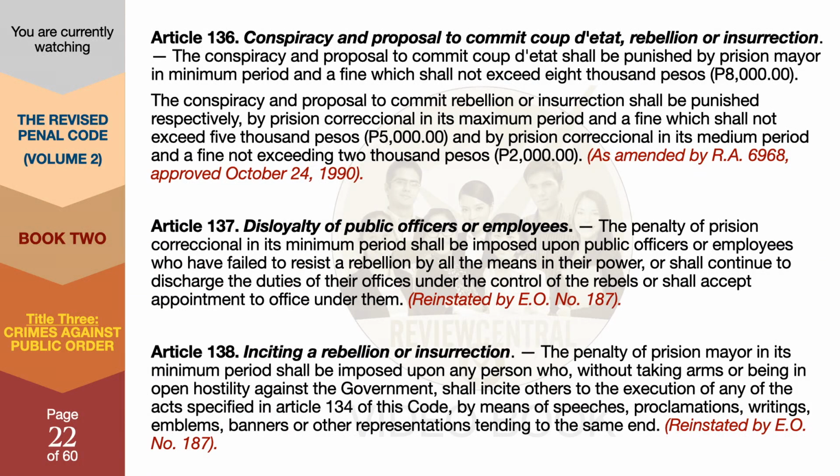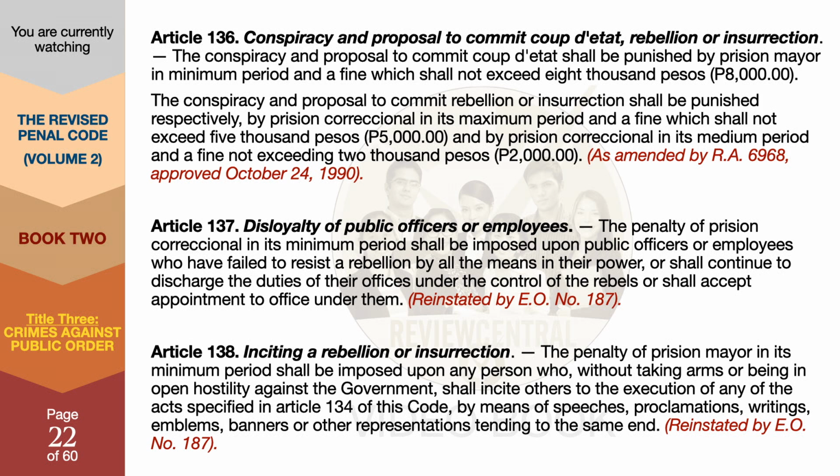Article 136. Conspiracy and proposal to commit coup d'état, rebellion or insurrection. The conspiracy and proposal to commit coup d'état shall be punished by prisión mayor in its minimum period and a fine which shall not exceed 8,000 pesos. The conspiracy and proposal to commit rebellion or insurrection shall be punished respectively by prisión correccional in its maximum period and a fine which shall not exceed 5,000 pesos, and by prisión correccional in its medium period and a fine not exceeding 2,000 pesos. As amended by Republic Act 6968, approved October 24, 1990.